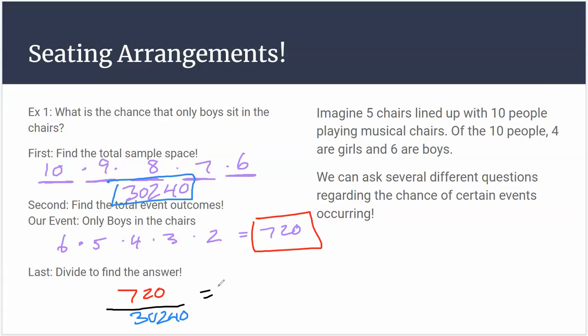720 divided by 30,240 is about 0.024, or 2.4% if you're following along with that. Does that make sense? Sure, there's only 6 boys. If you wanted to load them all up with 5 boys in the chairs, it's probably a low chance. Okay, so that's an idea here.